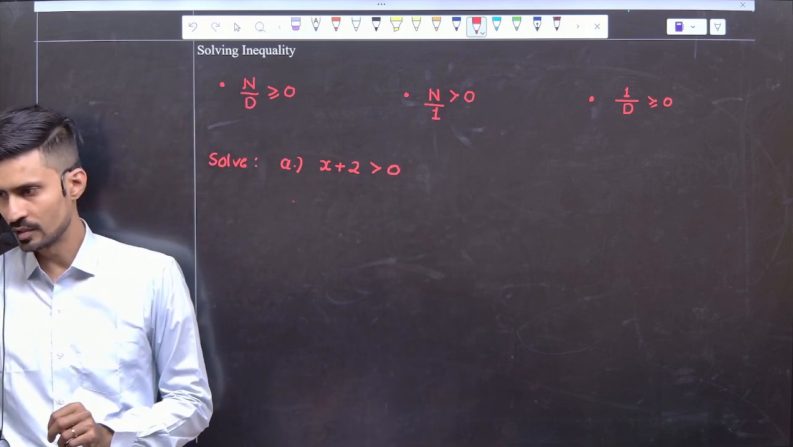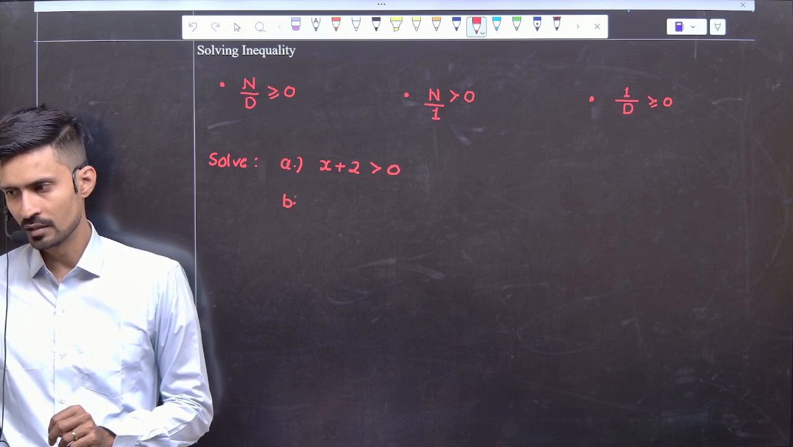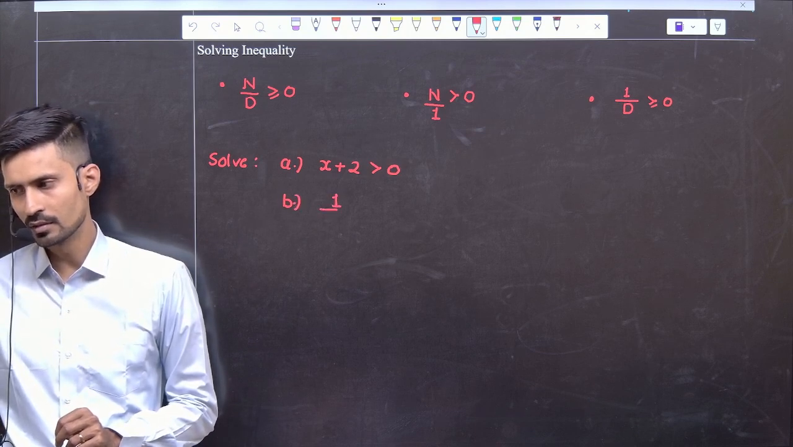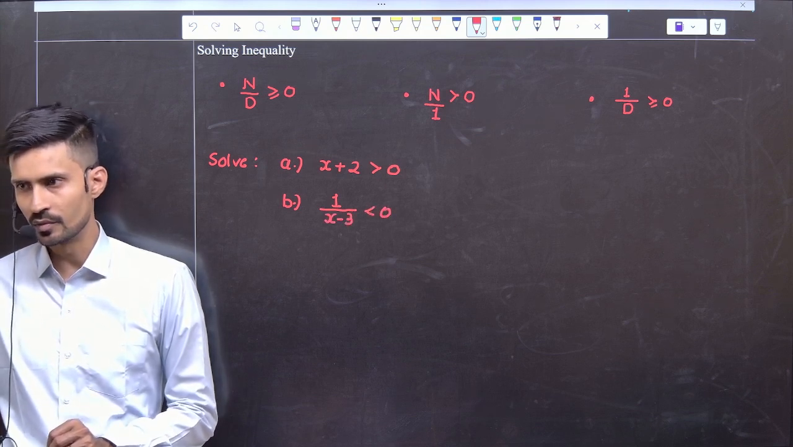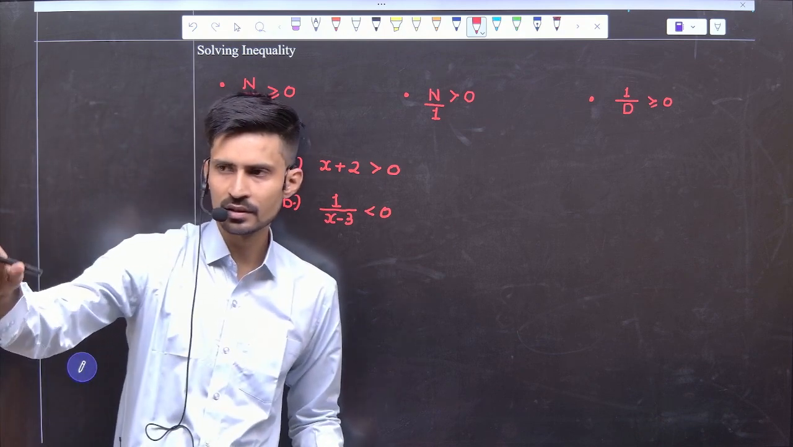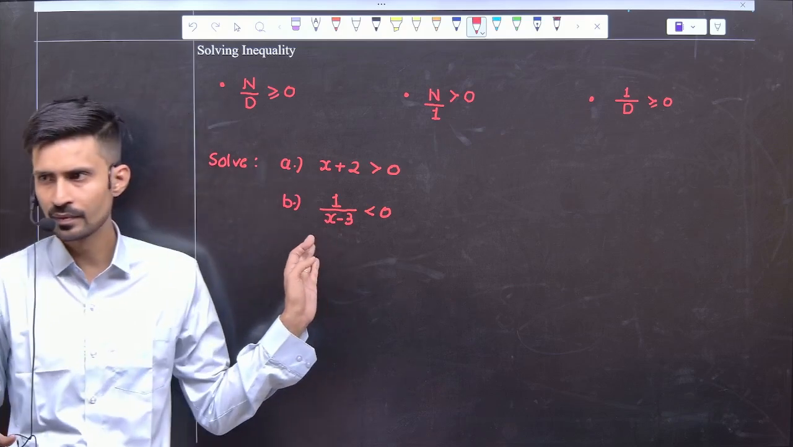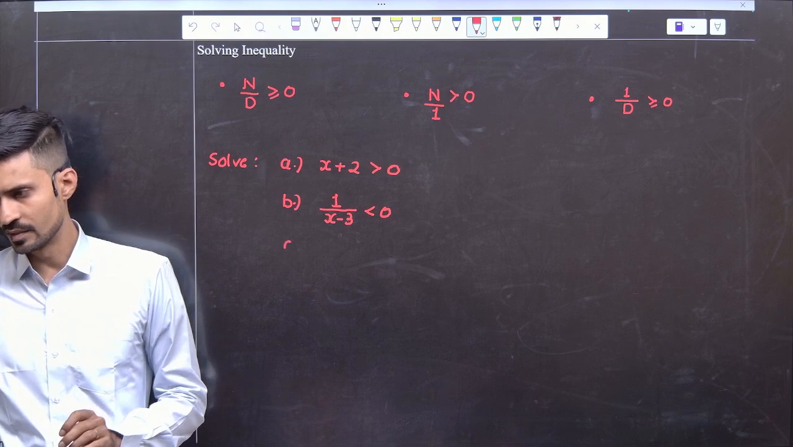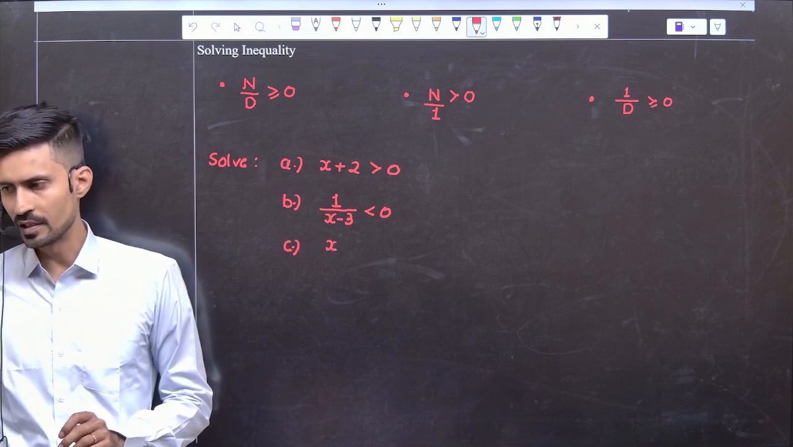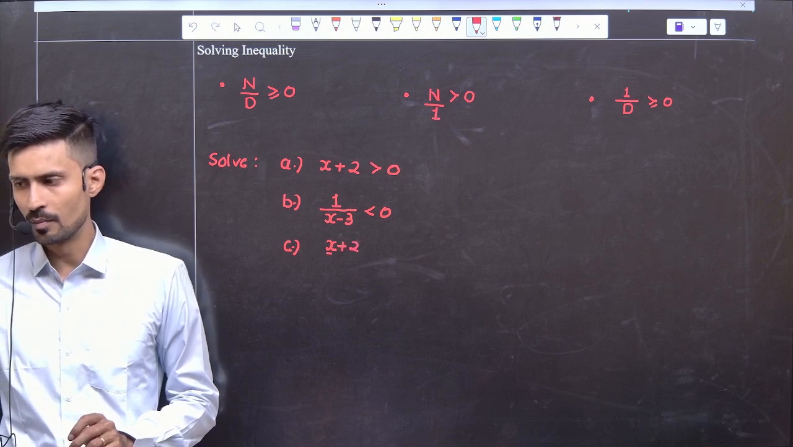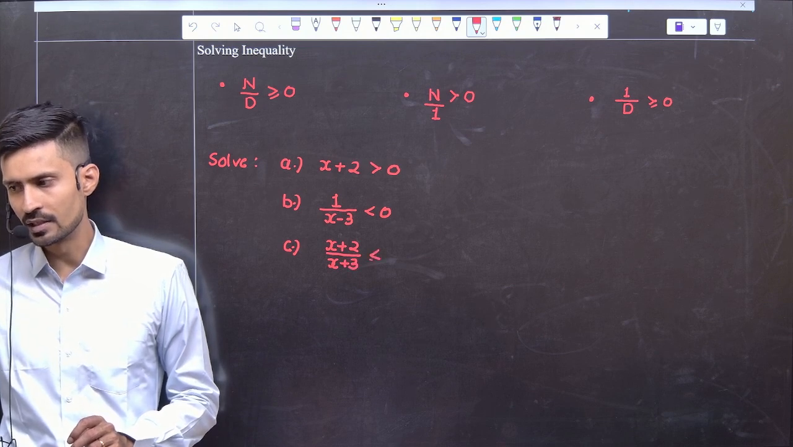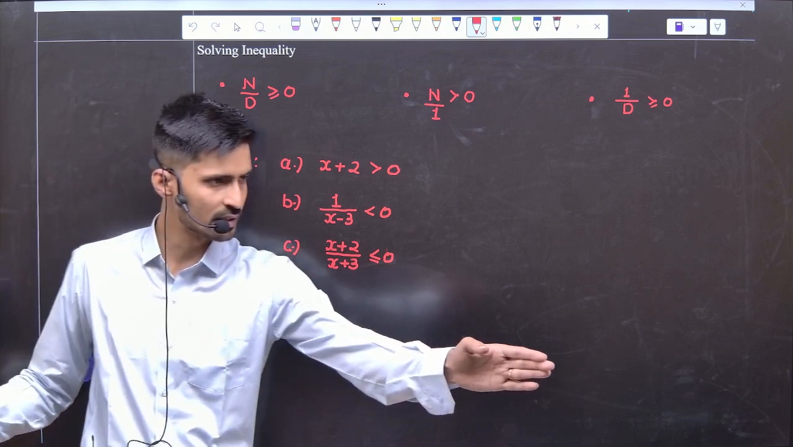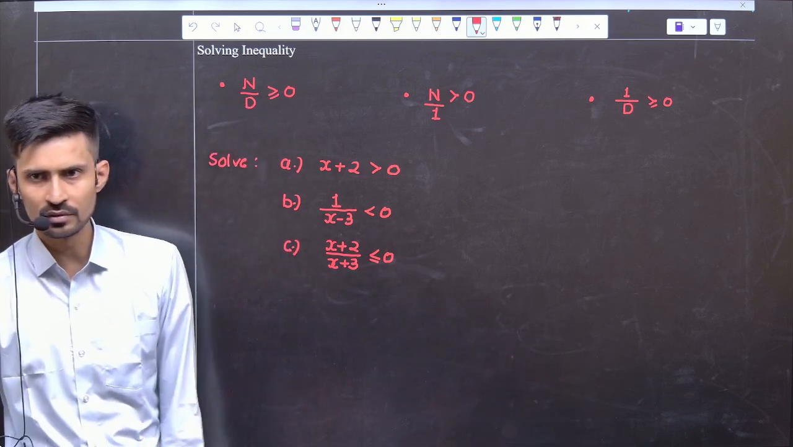2. Suppose I am taking B part, one more: 1 upon x minus 3 less than 0. Which format is this? Sudarshan, which format is this? First, second or third? Third format. Sit down. If I take x plus 2 upon x plus 3 less than equals to 0, which format is this? First, very good.